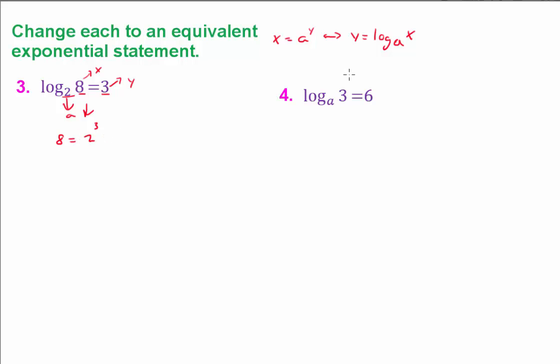We can rewrite that in this exponential statement here. Going to this next one, we see the base a, which happens to be a in my equation above. We see 3 has to be my x value, and 6 happens to be my y value.